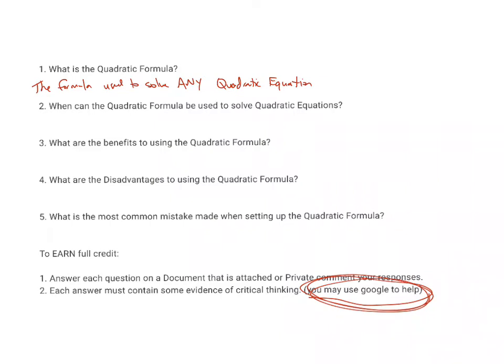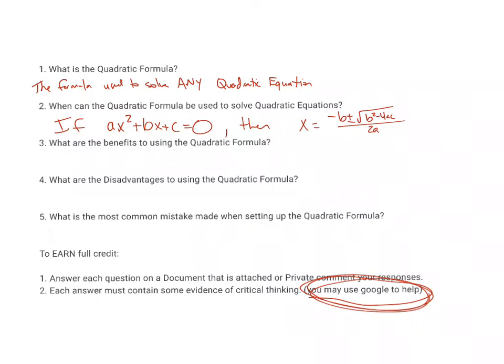When can the quadratic formula be used to solve quadratic equations? If you have ax squared plus bx plus c equals 0, right? And then you get your answer as x equals, and actually there's two of them, or there could be two. x equals the opposite of b plus or minus the square root of b squared minus 4ac, all over 2a.